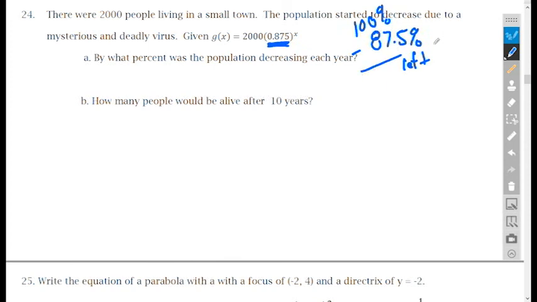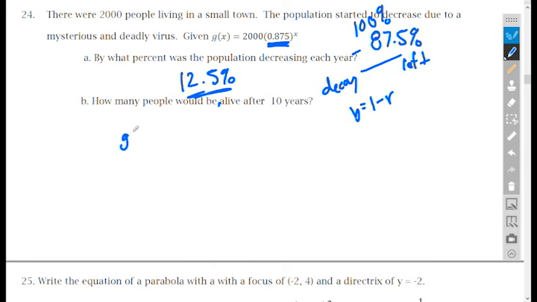Okay, so I got 100% minus 87.5%, so it's actually decreasing by 12.5% each year. Okay, because remember that since this is decay, it's decreasing, then the factor here is equal to 1 minus the rate. So in order to get 0.875, you'd have to subtract 0.125 from 1. How many people would be alive after 10 years?